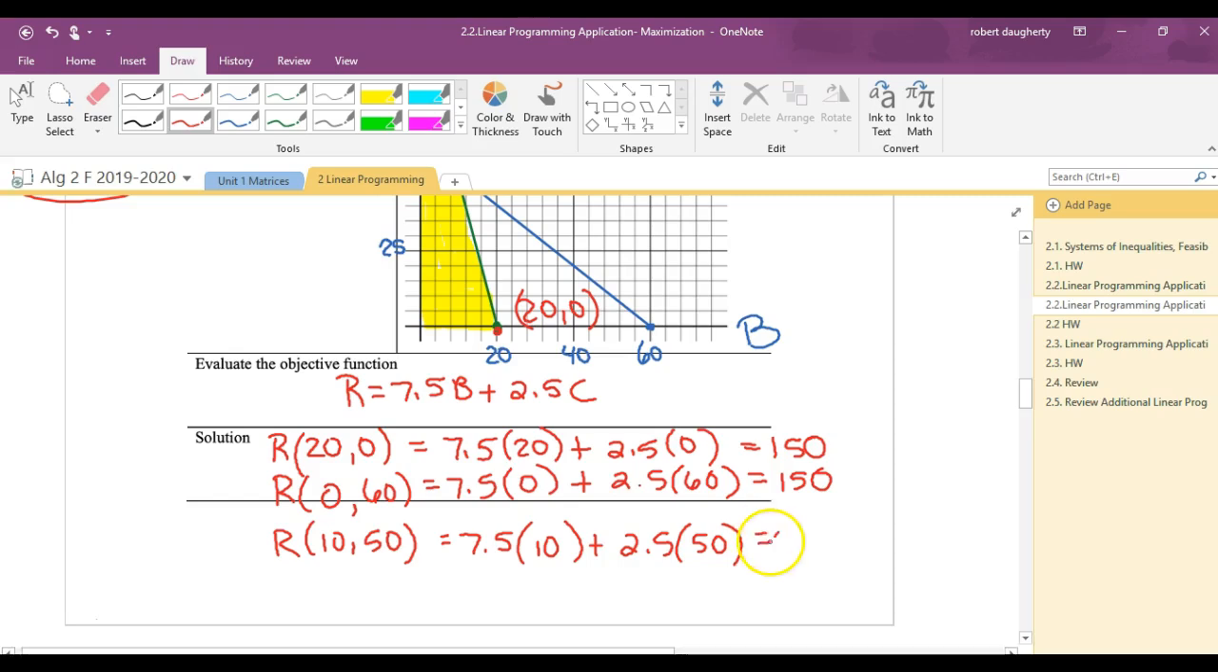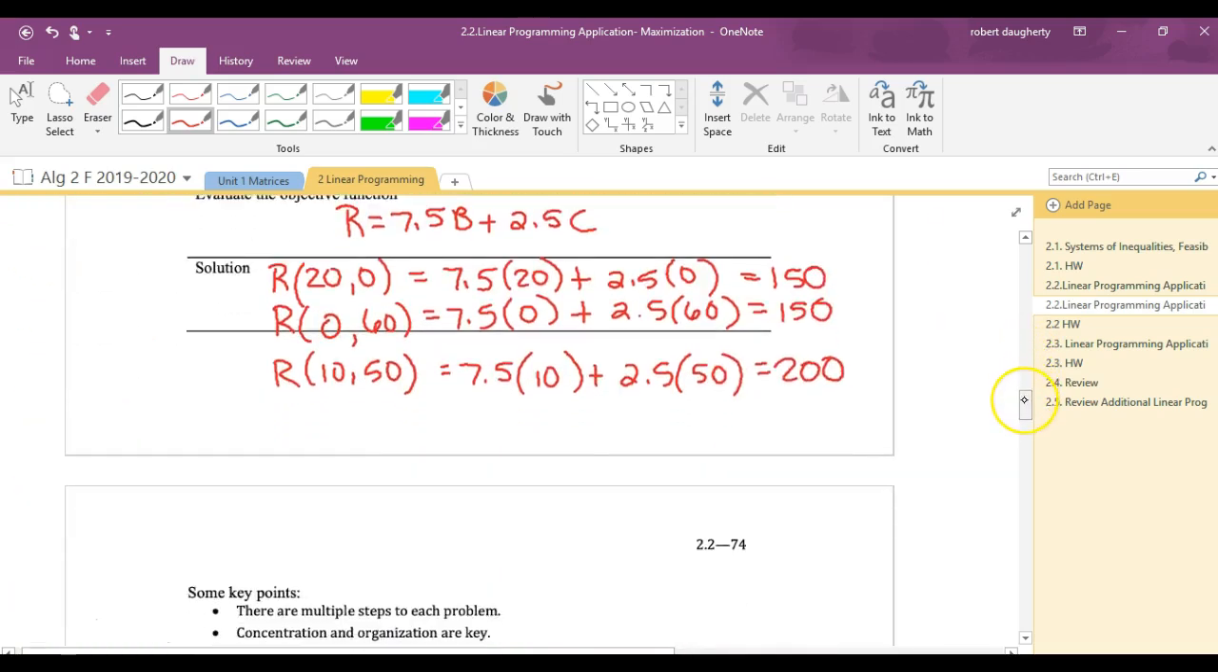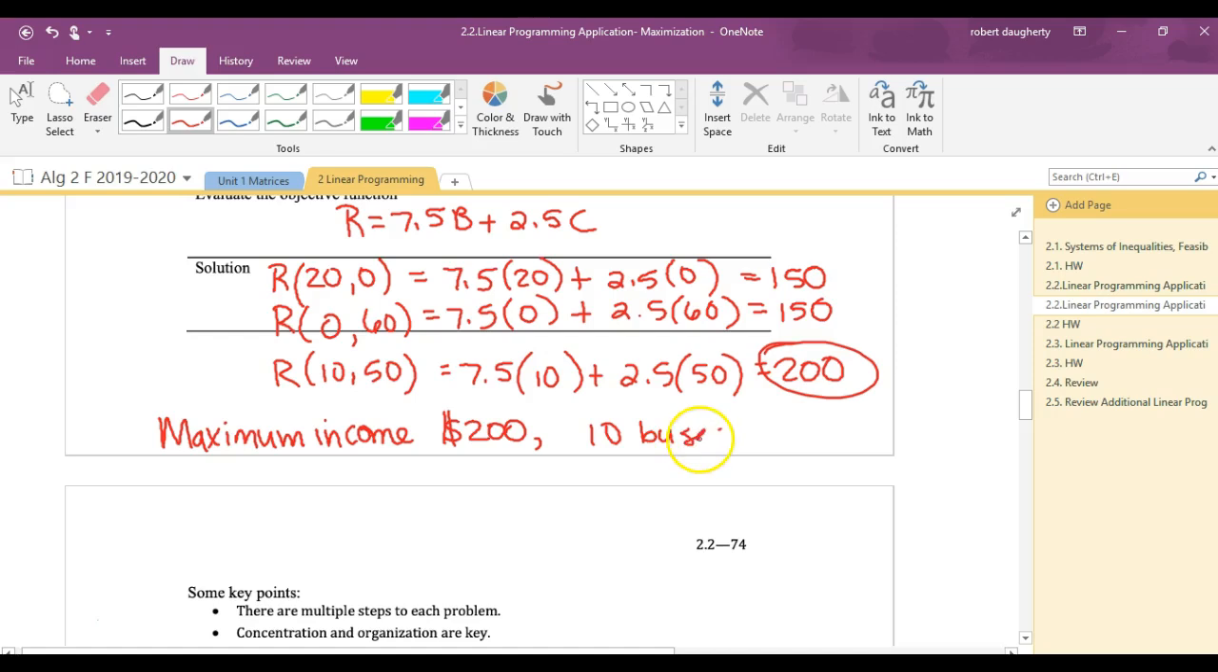200. So what was the goal of my original problem? The goal of my original problem was to maximize the income, okay? So I now know that the maximum income is $200, and I get that when I have 10 buses and 50 cars.